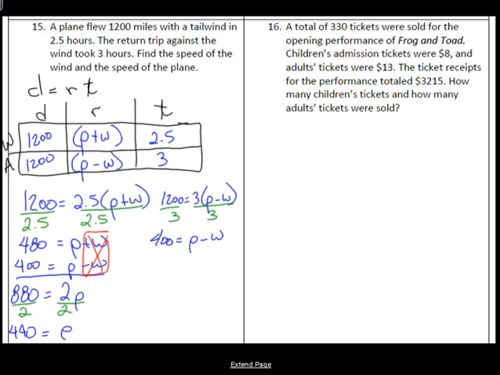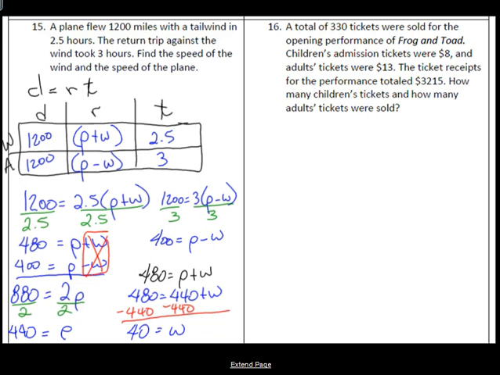To find the speed of the wind, I can use my equation. 480 is equal to P plus W. So I do 480 is equal to 440 plus W. I subtract 440 from both sides. My wind is blowing at 40 miles per hour.